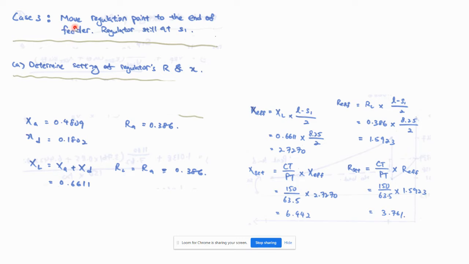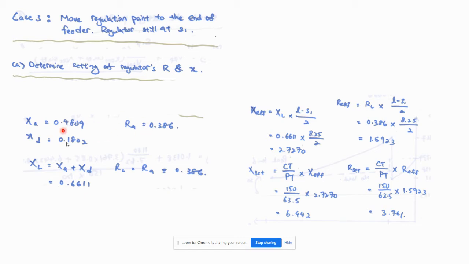So SRP now is at the end of the feeder instead of SRP equals S1. So now we need to have some sort of R and X setting. These are given to us, okay? The RA is the resistance of the regulator. XA is the inductance of the regulator, and this is another reactance of the regulator due to the dimensions of the cable. All right, so these three pieces of information are given to you.